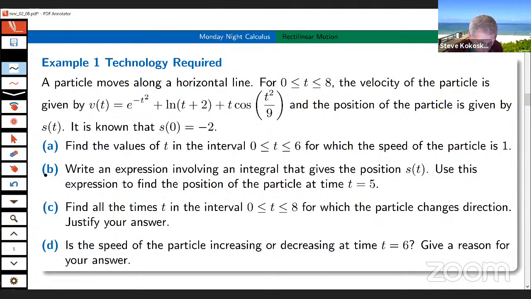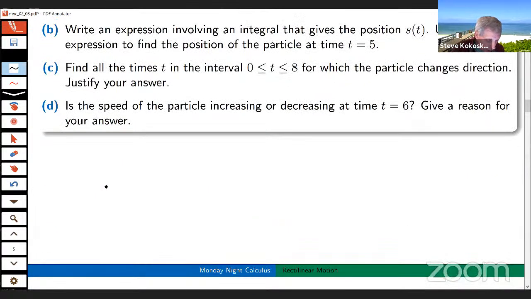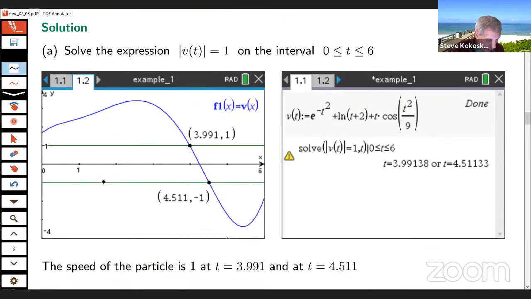The position of the particle is given by S of t, and we know the initial value, we know the initial position, it's at negative 2 along this horizontal line. So I've got now four questions here. A is find the values of t for which the speed of the particle is 1. So I'm going to get back to B, C, and D here, Curtis, but let me work on these one at a time, and I'm going to use technology here. I hope you can see my screenshots.